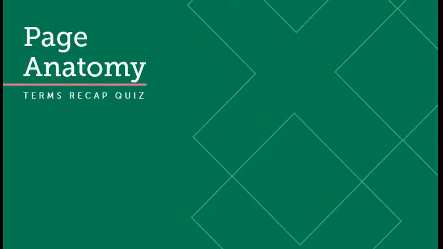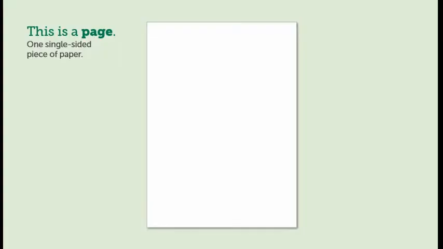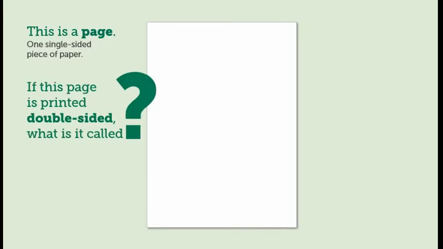Okay, we're going to start with page anatomy. So some of these terms you might know, some of these terms you might not know. So let's see how we do. Okay, so this is a page. A page is defined as a single-sided piece of paper. Okay, so if this is a page, do you know what it's called to have one page that is printed double-sided? Do you know what that term is called?